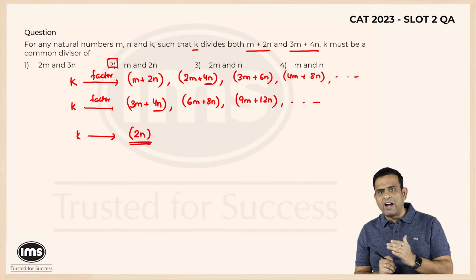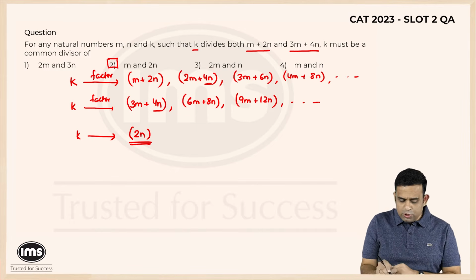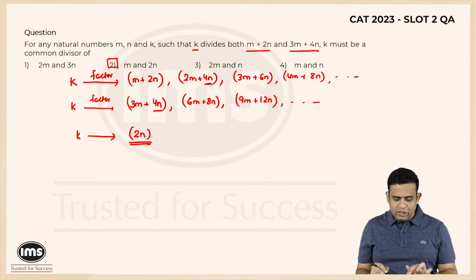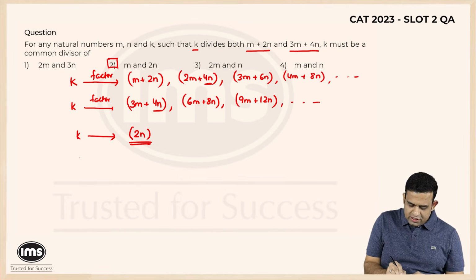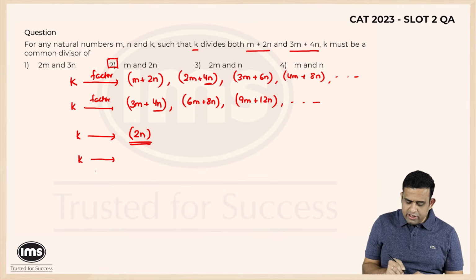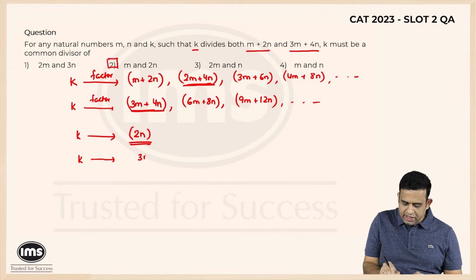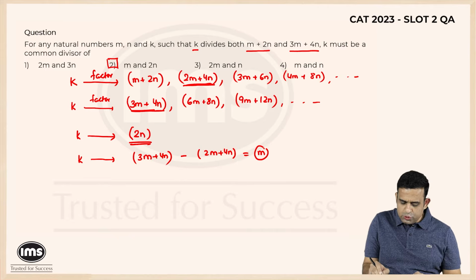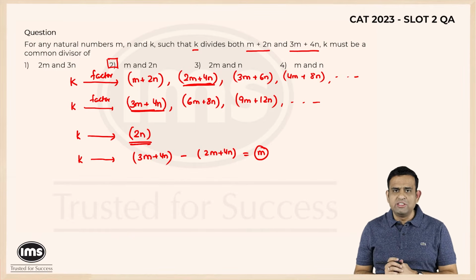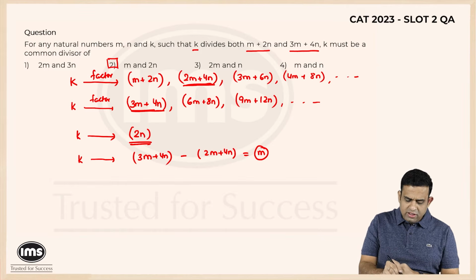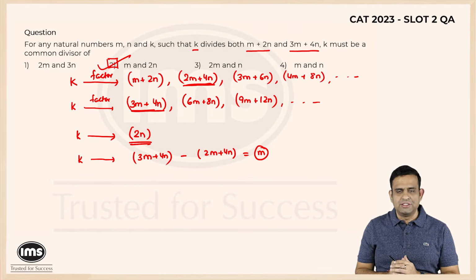So again, k is a factor of 3m plus 4n. K is also a factor of 2m plus 4n. So k is also going to be a factor of their sum and also the difference. So k is going to be a factor or divisor of this term minus this term. So 3m plus 4n minus 2m plus 4n, and this becomes equal to m. So k is a divisor of 2n, k is also a divisor of m, and that is why option number 2 is the right answer.